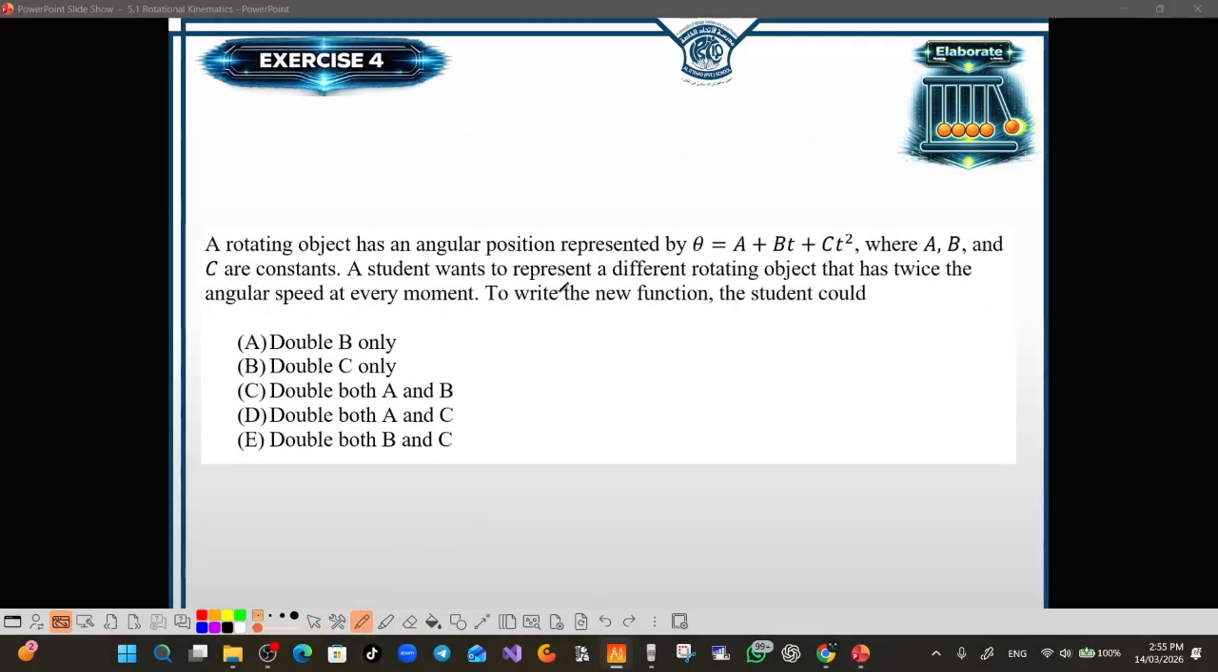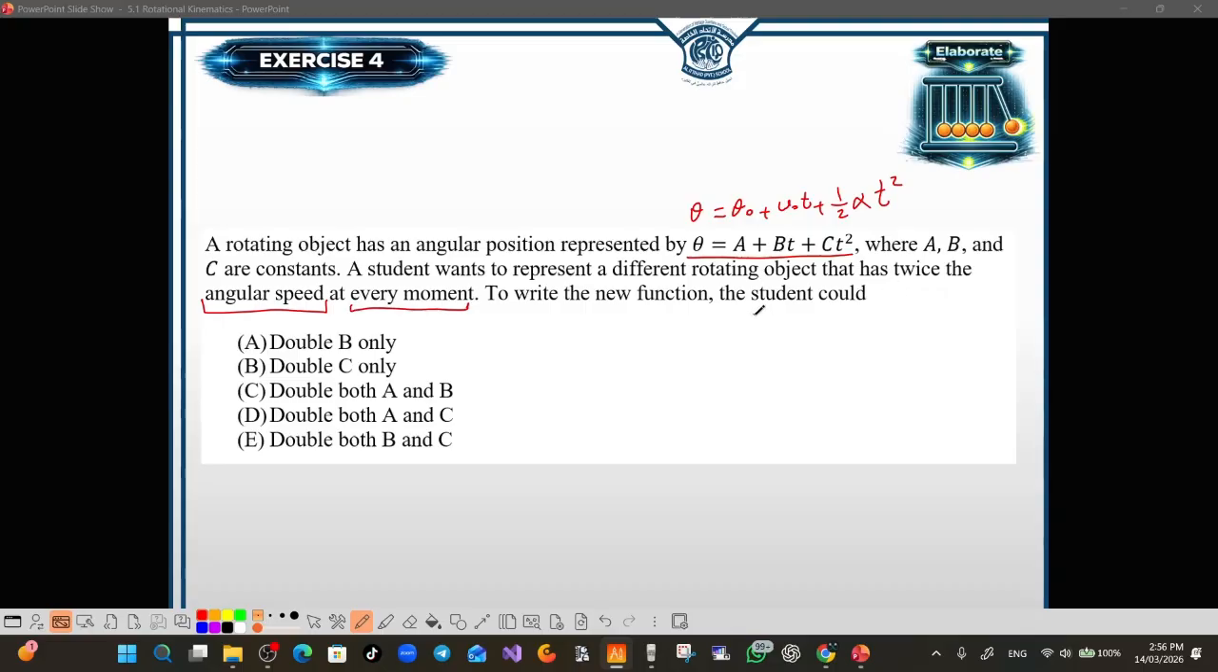A rotating object has an angular position represented by theta equals. So theta here is written in the quadratic form, and we know this is exactly the same as this equation, theta 0 plus omega 0 t plus half alpha t squared. Where A, B, and C are constants, the student wants to represent a different rotating object that has twice the angular speed at every moment. So every moment the speed will increase by double.